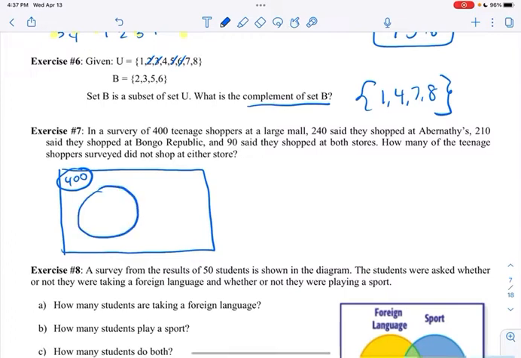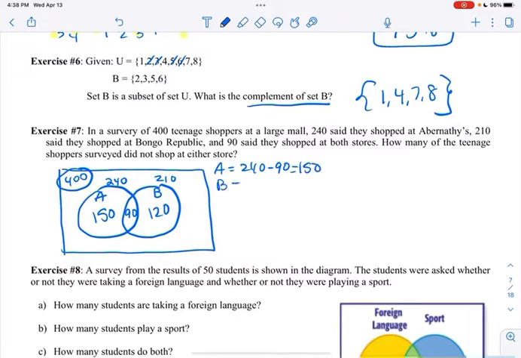Store A, right here. All right, there's 240 people. I'm going to write this above. You'll see why in a second. Store B, there's 210 people, but there are 90 that shopped at both. So the people that only shopped at A is 240 minus 90 is 150, and the people that only shopped at Bongo Republic is 210 minus 90 is 120. All right, so that's how a Venn diagram can help me out. So again, how did I do that? At A, I did 240 minus 90, is 150. And for B, I did 210 minus 90 is 120.